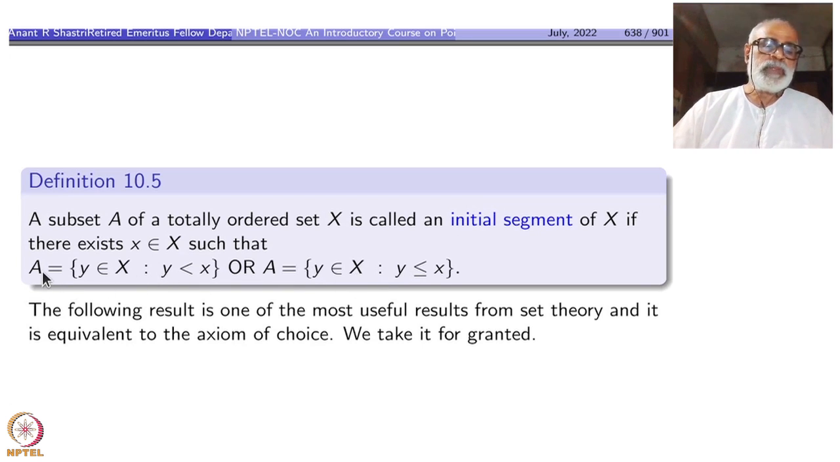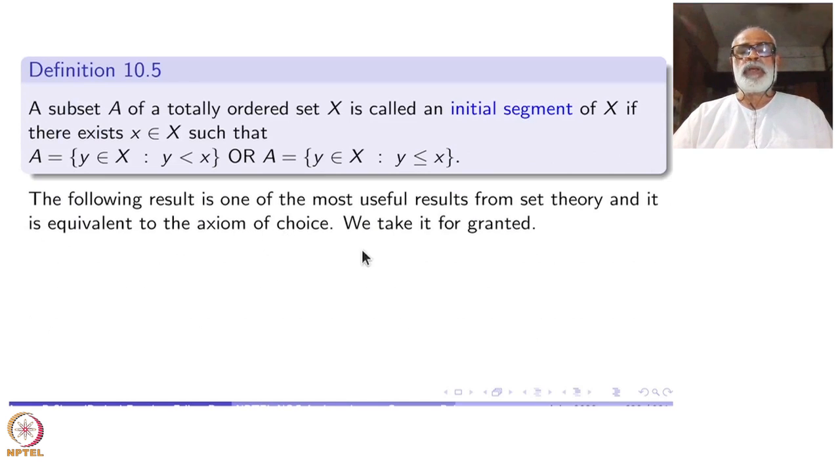Quite often the first is called an open initial segment and the second a closed initial segment, just like the closed ray minus infinity to 0, 0 closed, or the ray minus infinity to 0, 0 open. So these are standard examples.